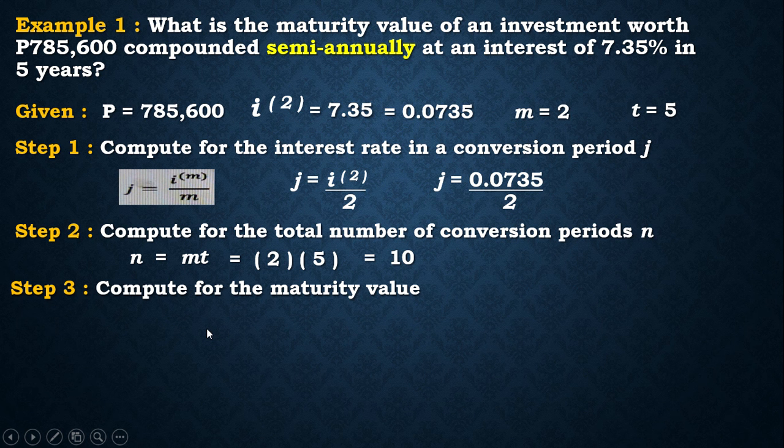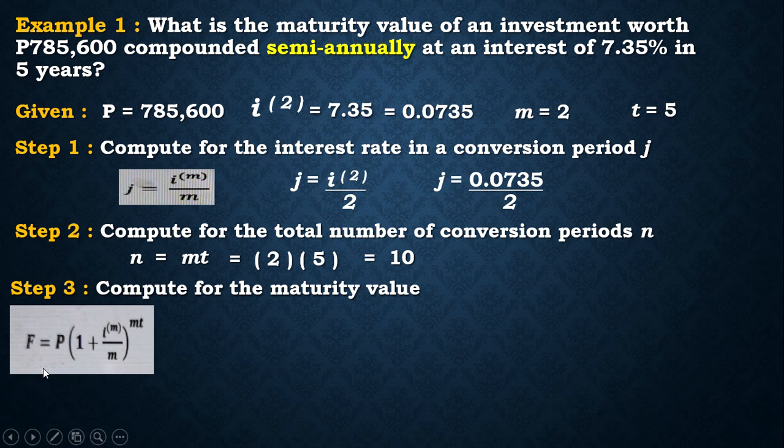Ito na po, magko-compute na po tayo ng maturity value compounding M times a year, which, ang formula natin ay F is equal to P times 1 plus the nominal rate divided by the frequency of conversion, or the I raised to M divided by M. May exponent po siya sa labas na M times T, or frequency of conversion times the term or time in years. So, isa-substitute po muna natin itong P, which is 785,600.